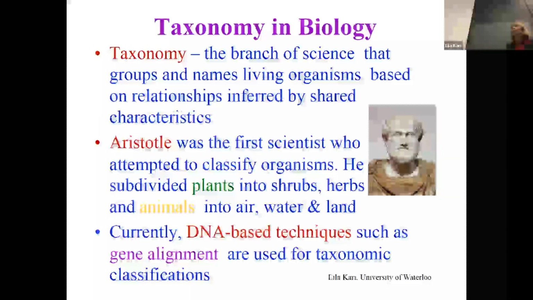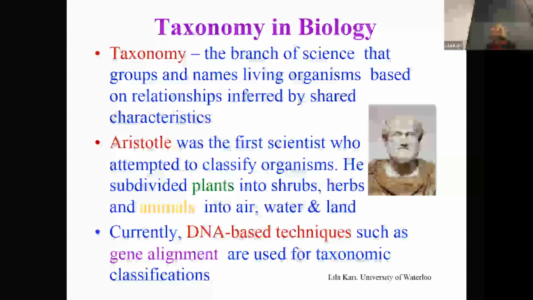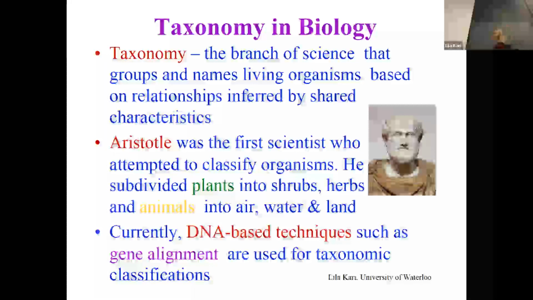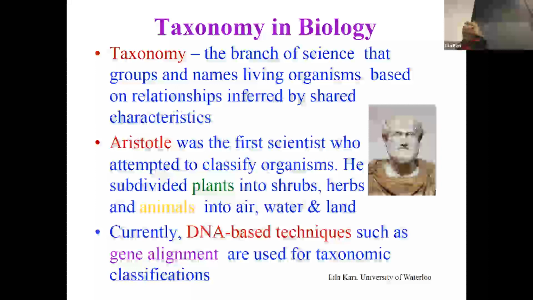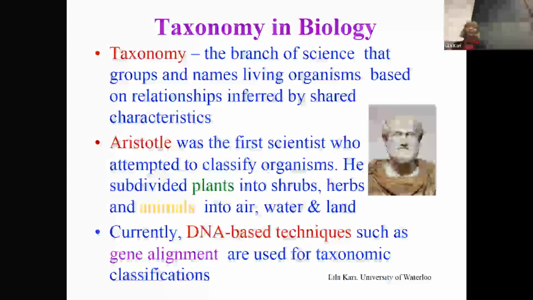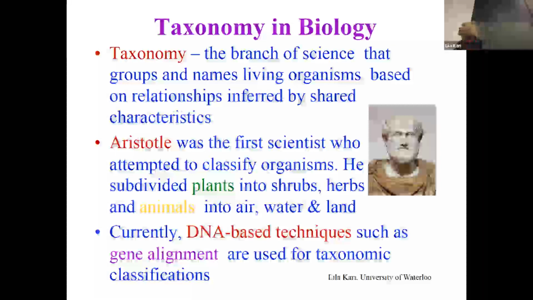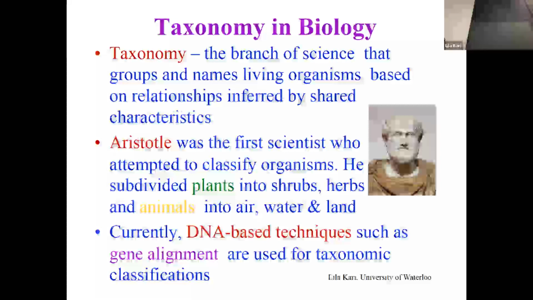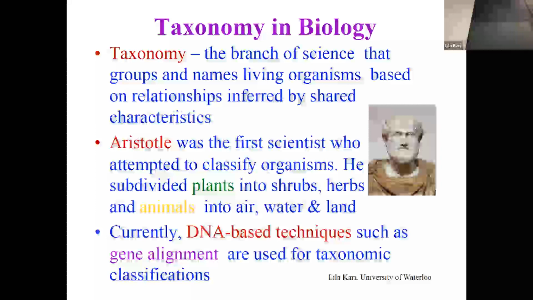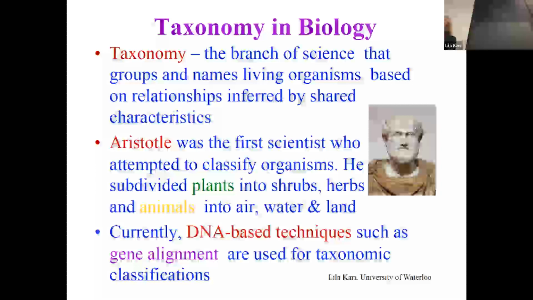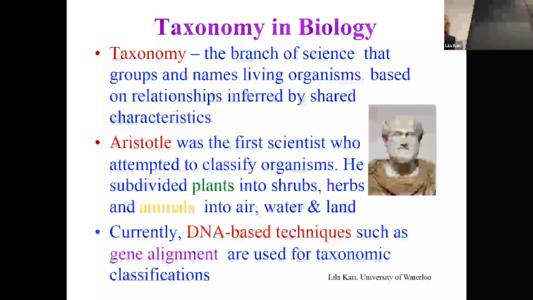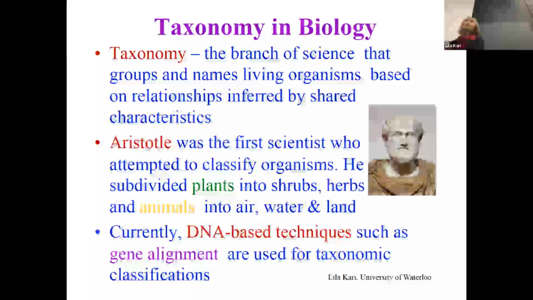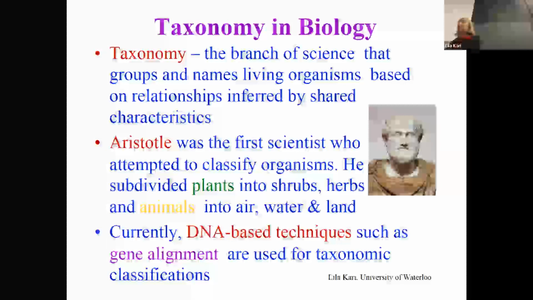So the first scientist to attempt taxonomy was Aristotle. He was the first one to attempt to classify organisms. He subdivided plants into shrubs and herbs, and animals into air, water, and land. Currently, we don't do that anymore, right? Because obviously this attempted taxonomy has problems, because this grouping of animals into air, water, and land would group tuna fish with dolphins, right? So there are limitations in grouping animals by the way they look.